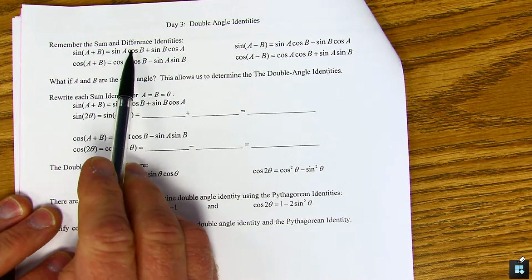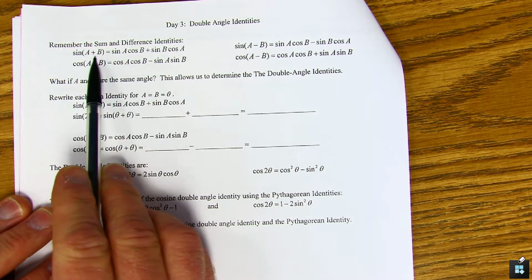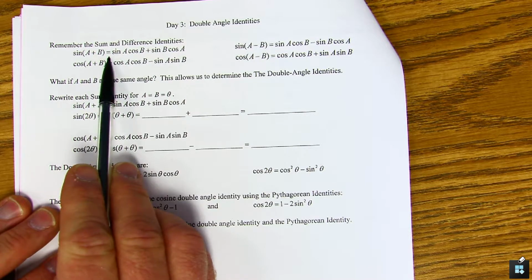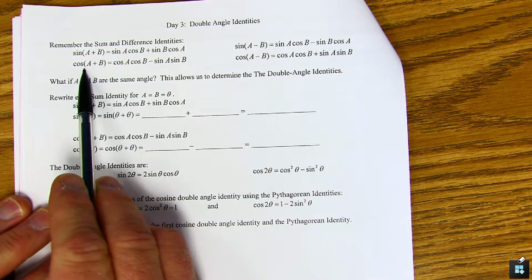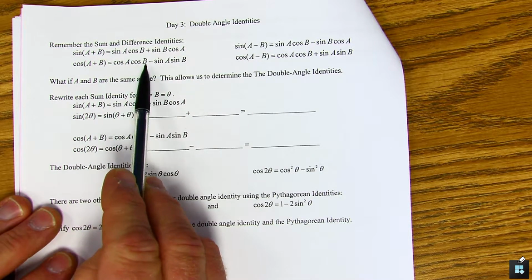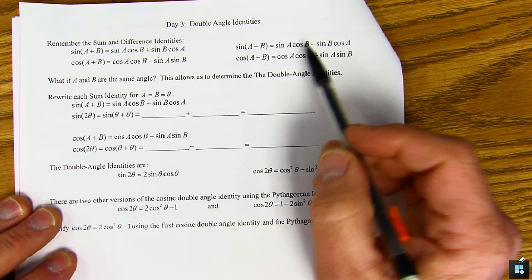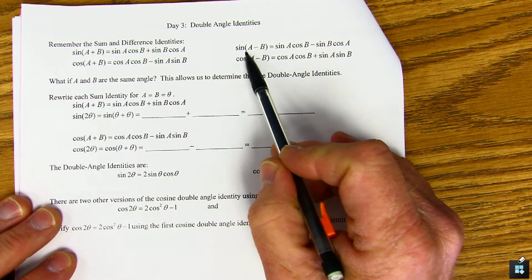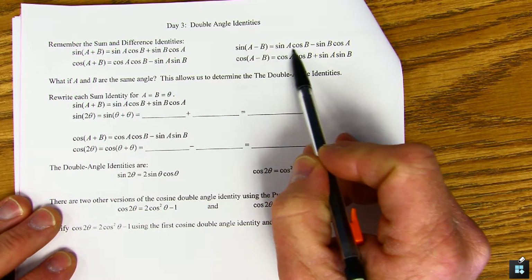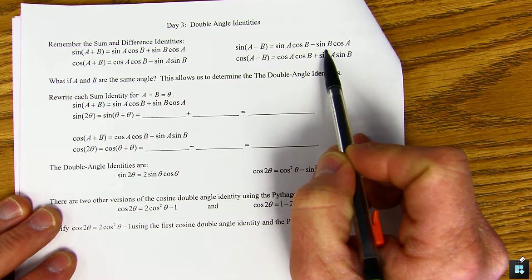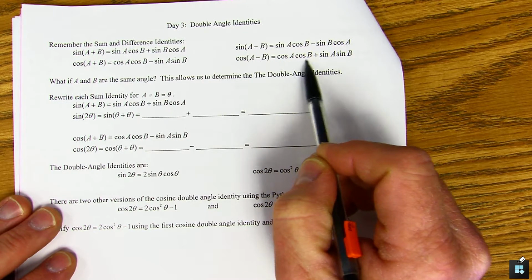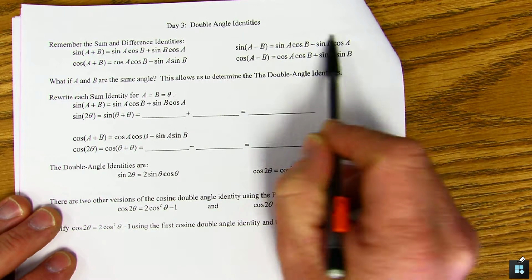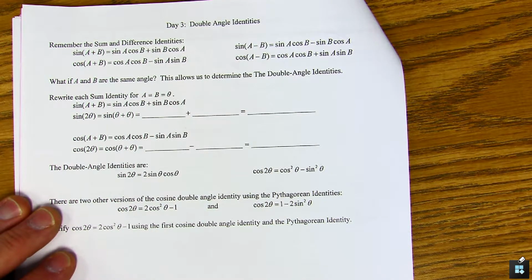We've already discussed how the sum and difference identities look like this. Sine of A plus B is sine A cosine B plus sine B cosine A. And the cosine of A plus B is cosine A cosine B minus sine A sine B. Or if we have the difference, sine of A minus B is sine A cosine B minus sine B cosine A. And the cosine of A minus B is the cosine of A cosine of B plus sine of A sine of B. This right here is going to be very beneficial as we look to do our double angle identities.